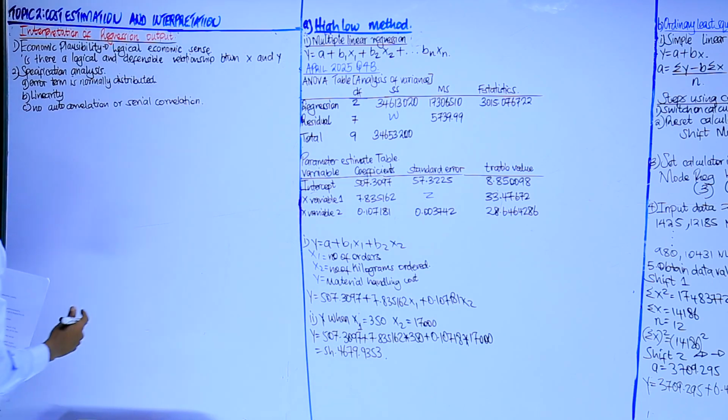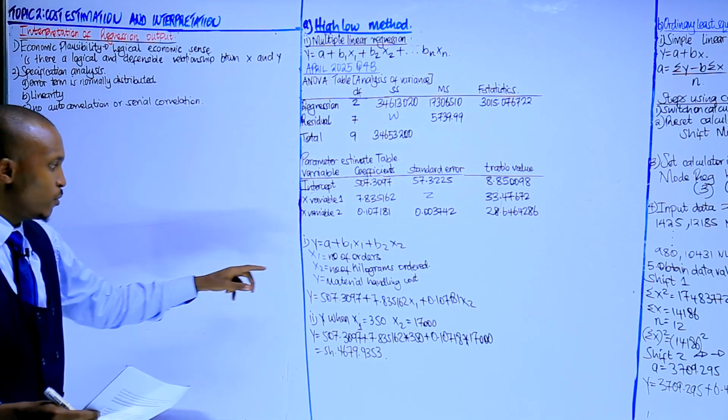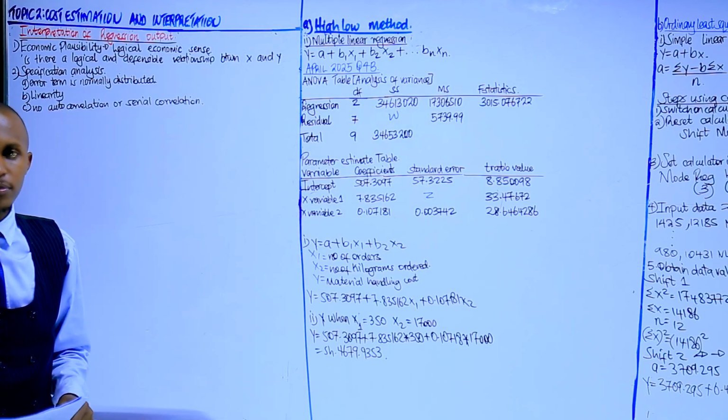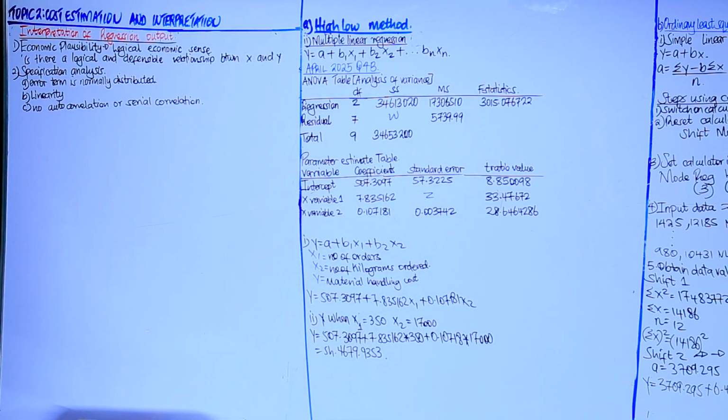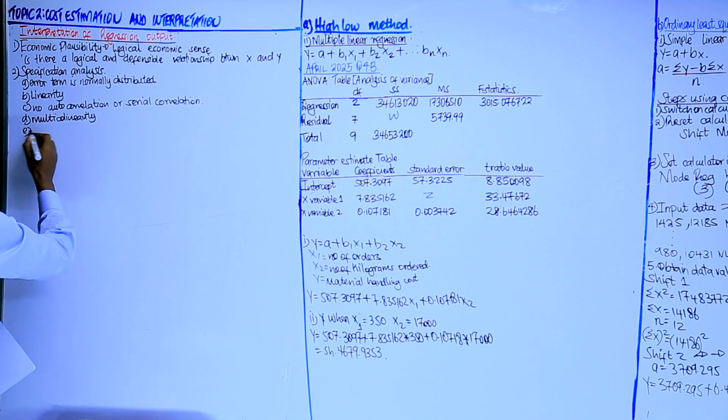What we mean is that the observations x1 and x2 should not be able to influence each other. They should be independent of each other. Then number four is multicollinearity, which means that observations and error terms are independent of each other.